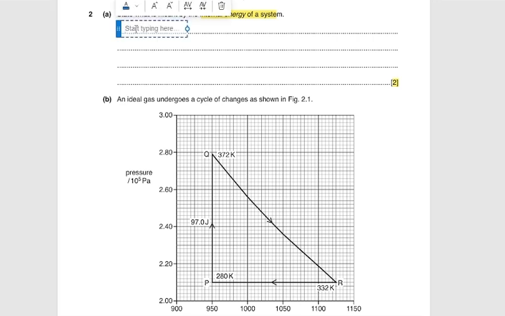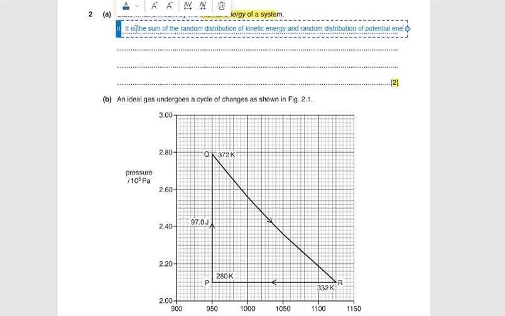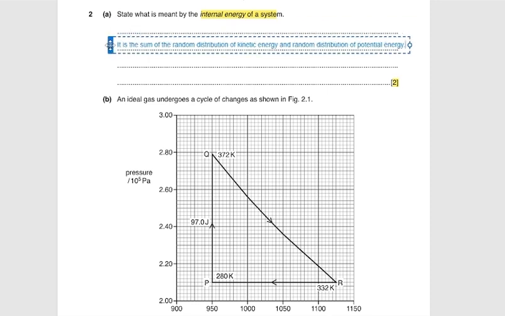So we will say it is the sum of the random distribution of kinetic energy and random distribution of potential energy. That is it. It is the sum of the random distribution of kinetic energy and random distribution of potential energy. 1 mark for this and 1 mark for this.